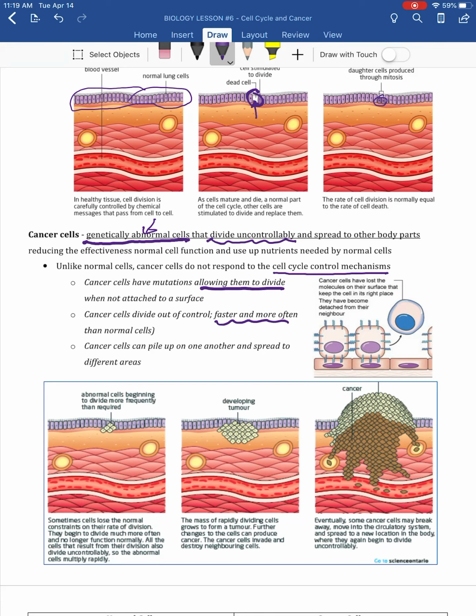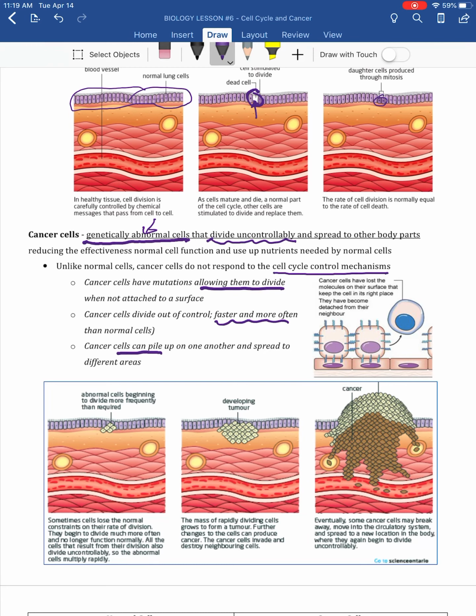And like I said before, like a tumor, these cells can pile up. Normal cells don't like to touch each other. They don't like getting into any other cell's space, but cancer cells, it's like those close talkers.